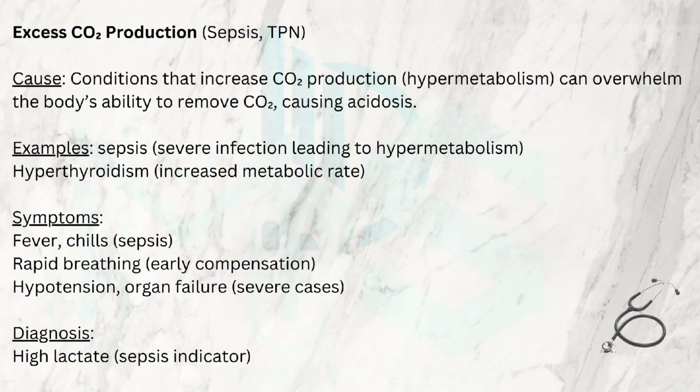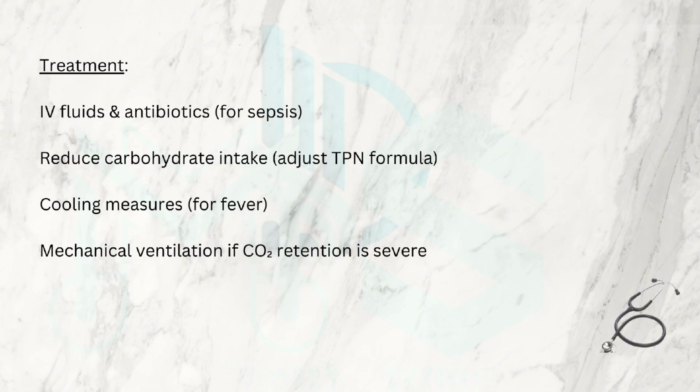The next on the list is excess CO2 production. Conditions that increase CO2 production can overwhelm the body's ability to remove CO2, causing acidosis. That's very easy. Examples of such conditions: we have sepsis, severe infections leading to hypermetabolism. We have hyperthyroidism, increased metabolic rate, and all that. Symptoms include fever, chills, and all that. Treatments include IV fluids and antibiotics, reduced carbohydrate intake, and that's basically it.